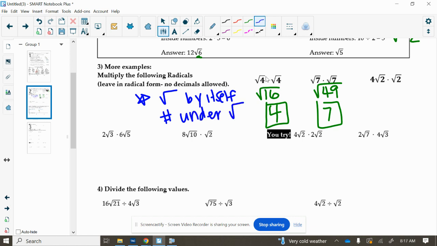Okay, so notice on this one, square root of 4 times square root of 4 is just 4. Square root of 7 times square root of 7 is just 7. On this next one, square root of 2 times square root of 2 is just going to be 2. And then the 4 times 2 ends up being 8.